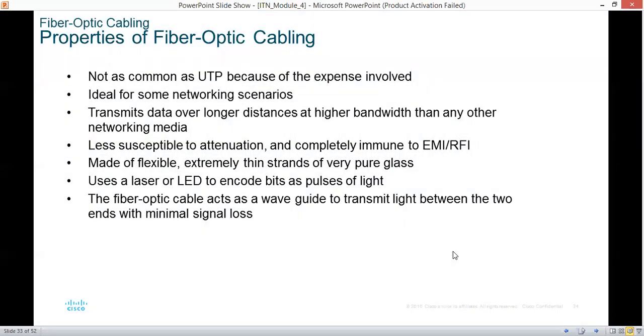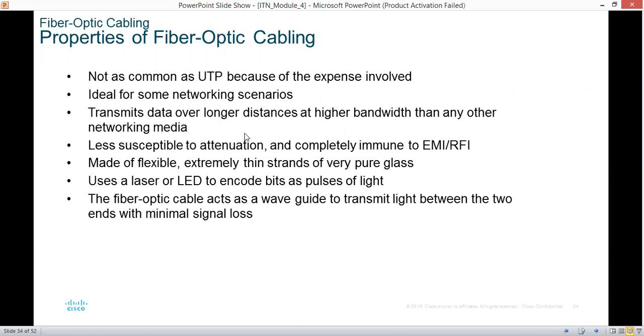Okay, so this is a fiber optic. The property of a fiber optic cable is that it is not as common as UTP because of the expense involved. Quite expensive, ideal for some networking scenarios, especially when the distance is high, and you need to transmit data over long distance at high bandwidth. So in other words, when you have connections beyond, in some cases they'll tell you above 500 meters, you have to use fiber optic. Fiber optic is advised at that point in time.